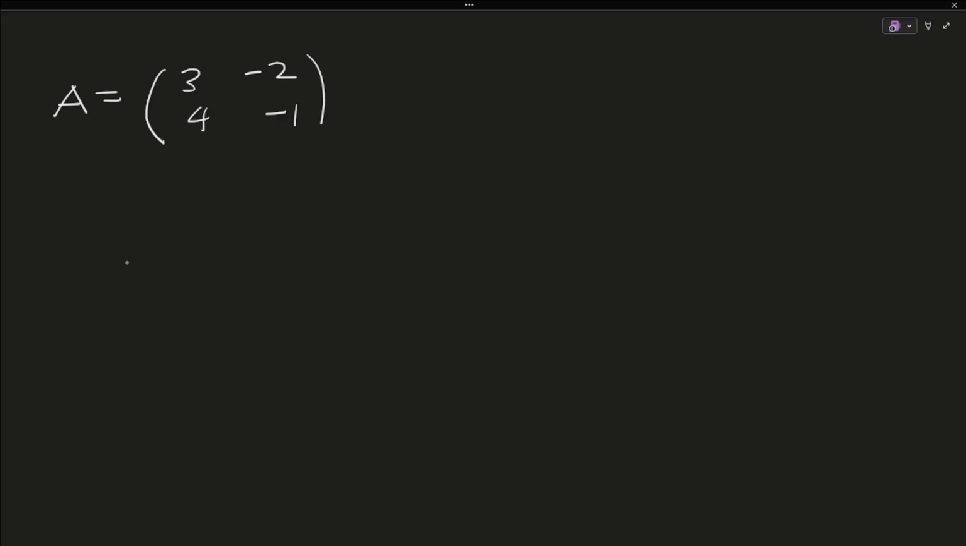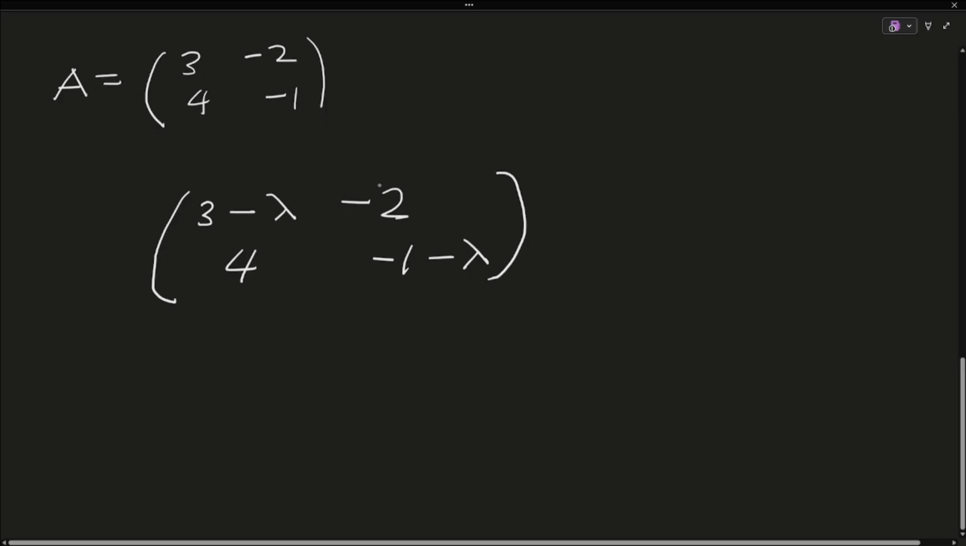Well, we need to start with A minus lambda I. A is this matrix, so we will subtract lambda I. Well, you might ask, hey, we don't know lambda. What is lambda? You're just going to say 3 minus lambda. You can leave it unknown. That's completely okay. So we will have -1 minus lambda, and this will be our new matrix.